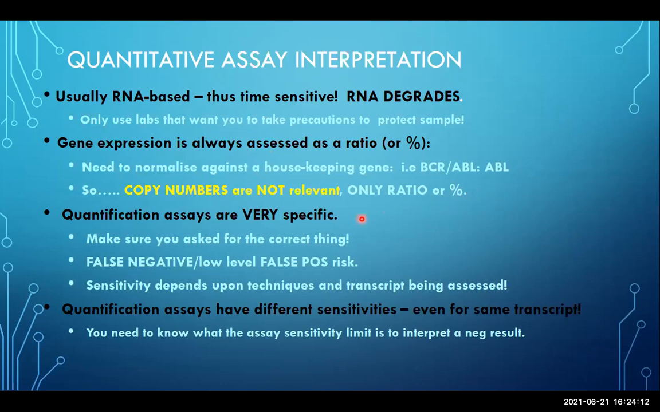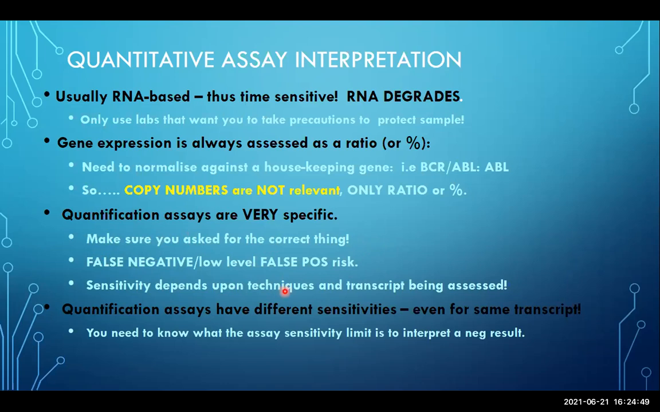Quantification assays are very specific. So make sure that you're actually asking for the correct thing. For instance, if you just ask for a BCR-ABL quant, I'm probably going to come after you. But if you ask for a P210 quant, we're not going to be able to detect P190 transcripts from that, using very specific primers. There is a chance of false negatives, and there is a low chance of low-level false positives as well, if you are using the wrong primer set.